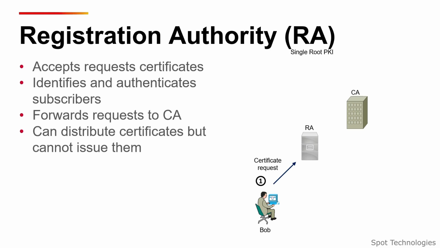So here in this example, Bob would send a certificate request. It goes to the registration authority that then forwards the request to the certificate authority. The certificate authority then would issue the certificate, either directly to Bob or back through the registration authority. The purpose of this essentially is it distributes the load. It takes a lot of the load off the certificate authority by acting as a middleman.